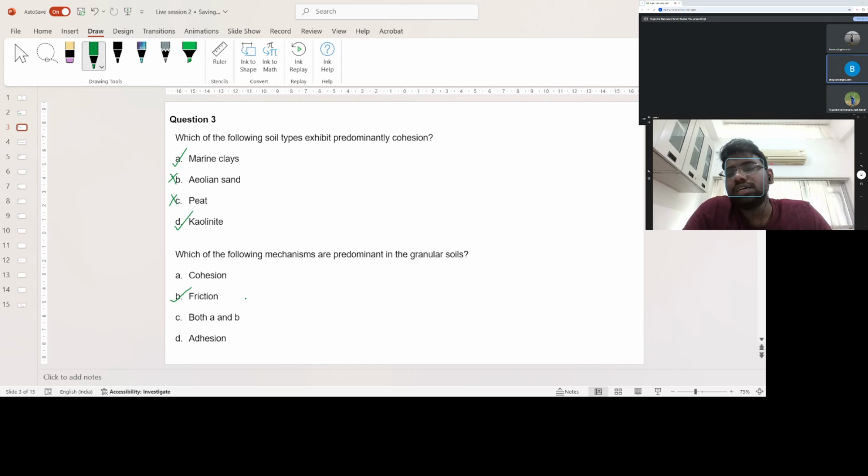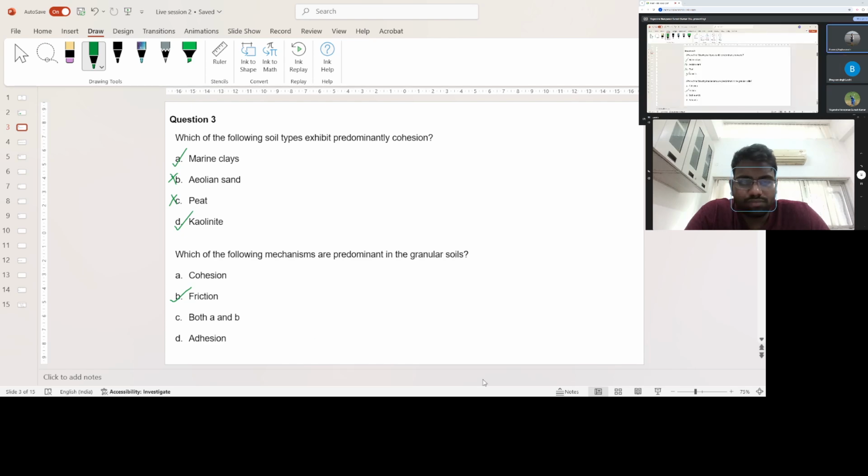But we have to understand some situations which consider other options also. So what do you understand by the difference between cohesion and adhesion? Both are the force between the grains. They keep the grains united. Any other explanations come to your mind?